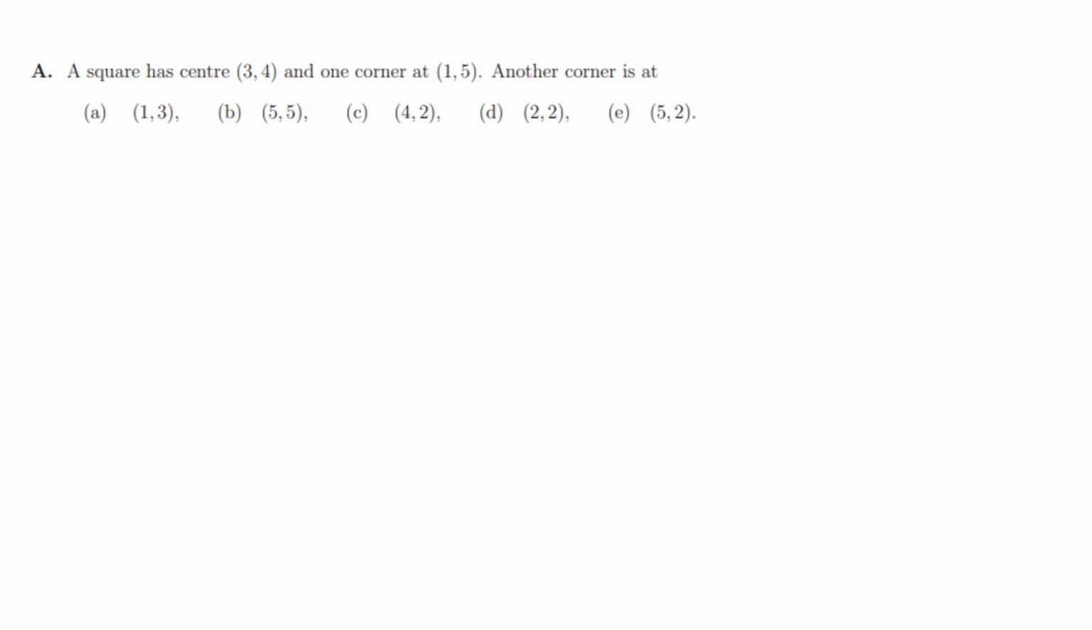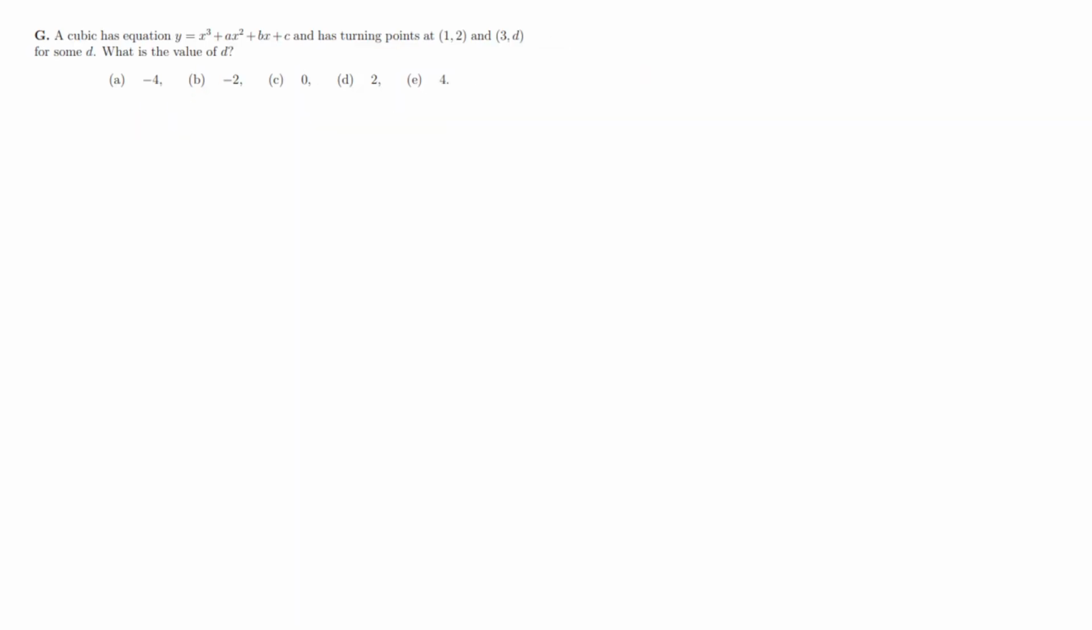And I believe I'm on the wrong slide, so if we go a couple over, this is our question. We've already done that question from the first slide. So this question says a cubic has the equation y equals x cubed plus ax squared plus bx plus c, and has turning points at (1, 2) and (3, d) for some value of d. What is the value of d? And then it gives you the options: minus 4, minus 2, 0, 2, and 4. So let's get on with the question.